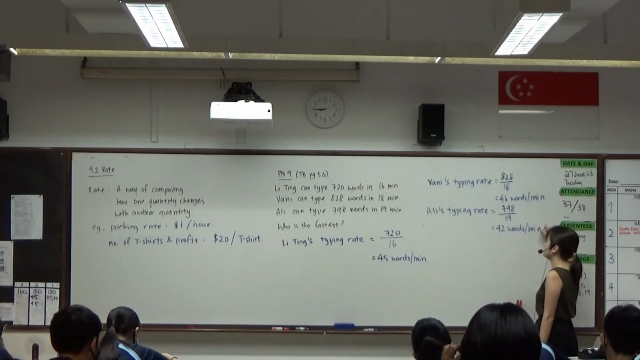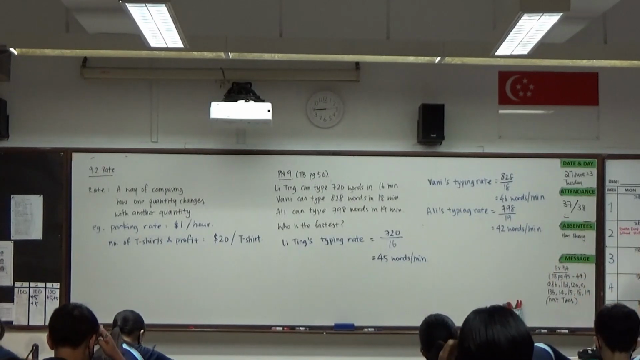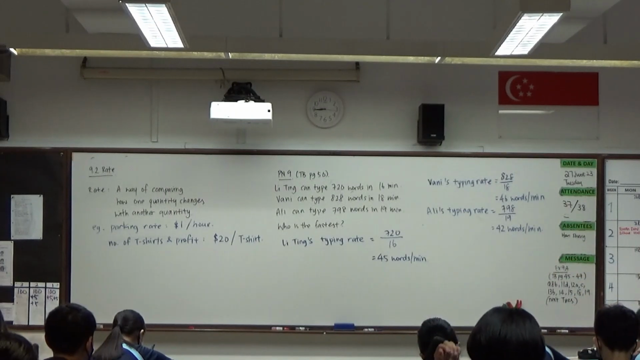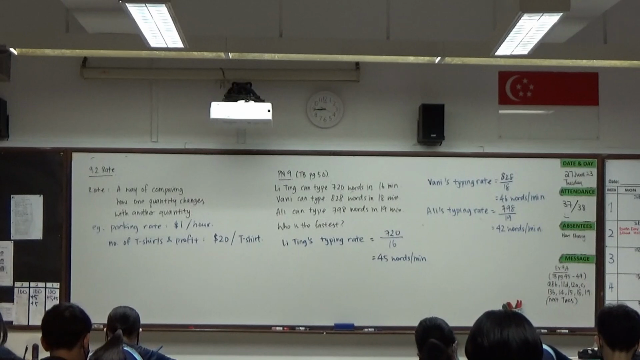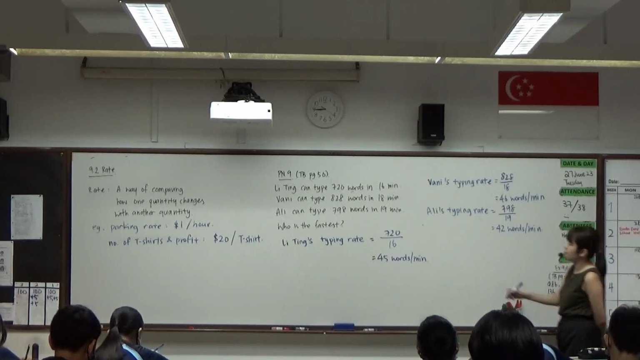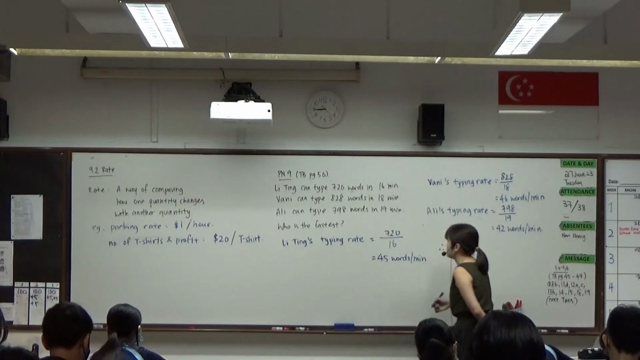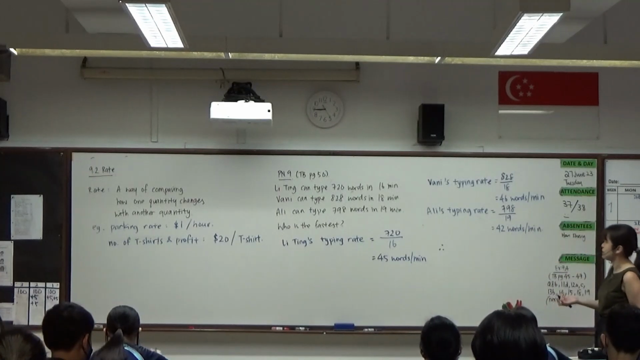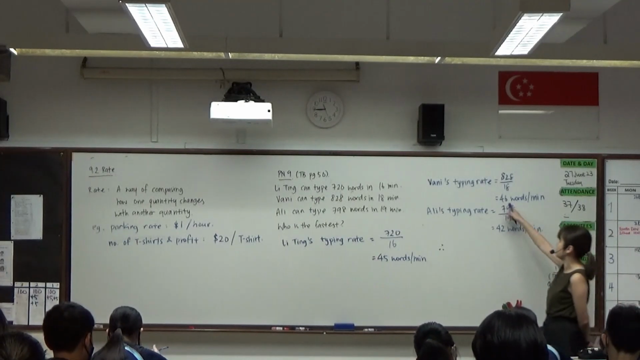Okay, so now that it is all with reference to a single minute, we can compare the values of 45, 42, and 46, and know that the one with the fastest typing rate, or rather the fastest typist, is actually going to be Barney, right?